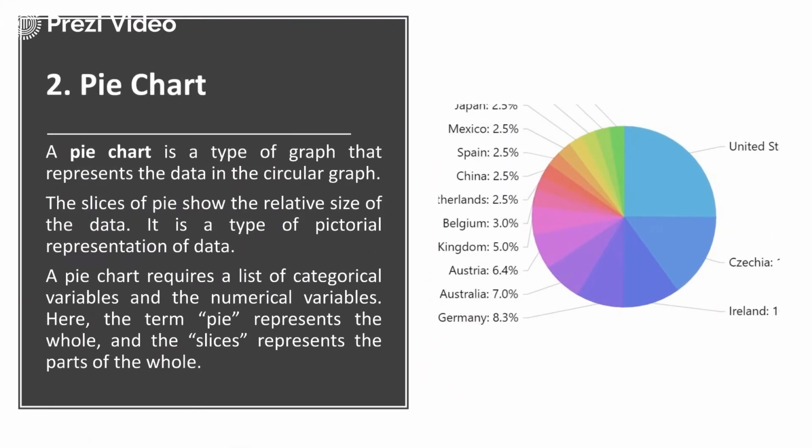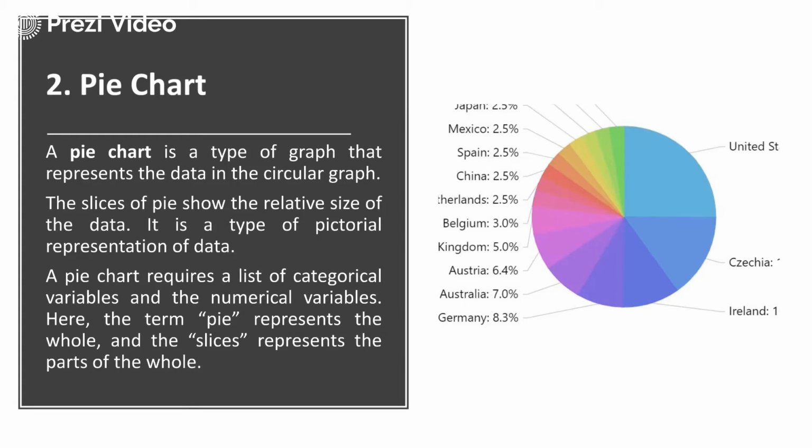Next, the second graph is the pie chart. All of you must have constructed pie charts in your earlier classes. It is a circular form of graph, and here the data is presented through this circular graph. The slices or parts of the pie show the relative sizes of the data. Again, it is a pictorial representation, and in statistics it is very easy to construct, and you can get a lot of information with the help of these pie charts.